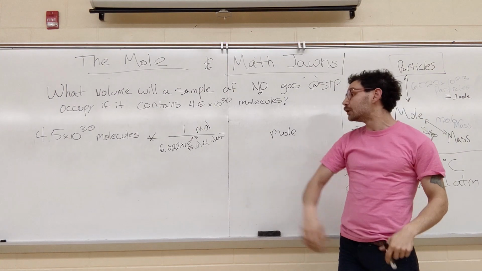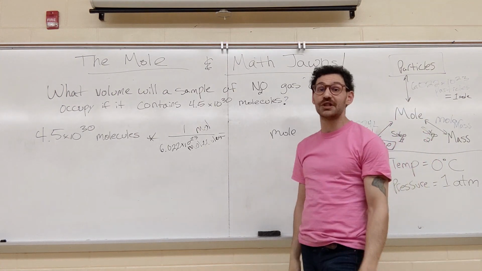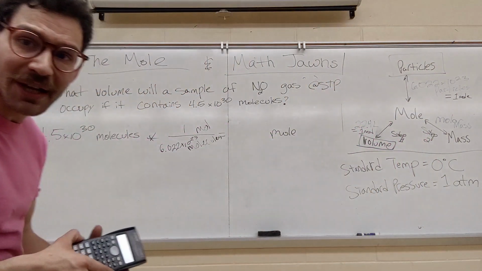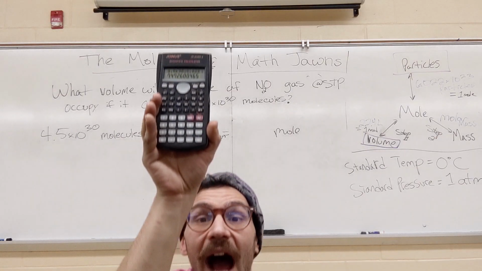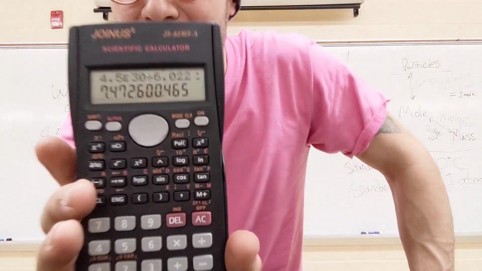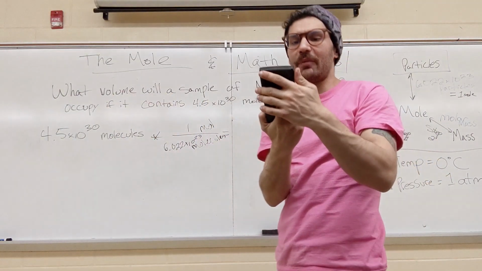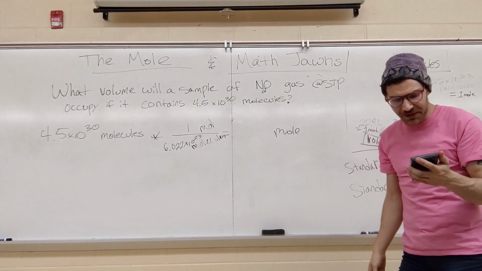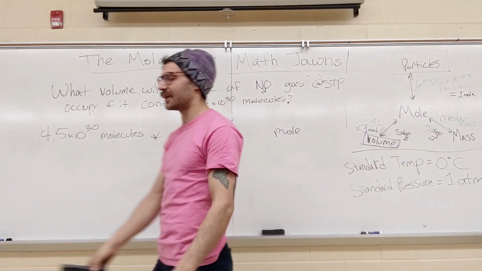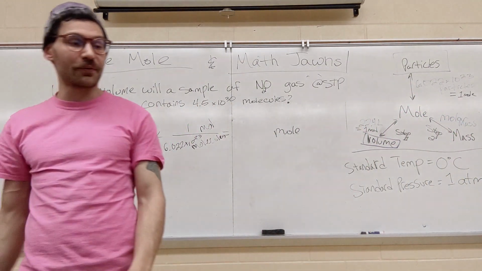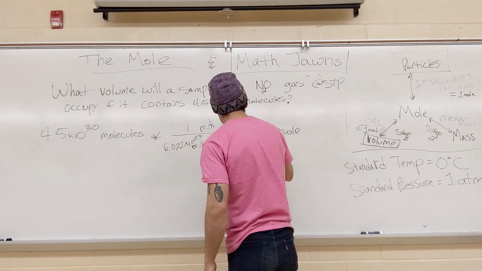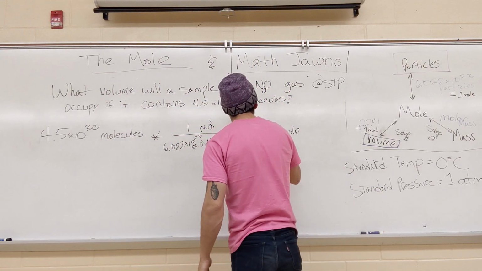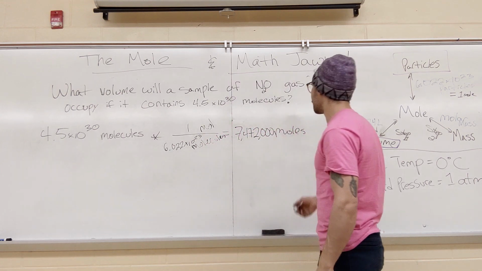Okay, cool. Well, I can plug this into my calculator, and I'll get some kind of answer. Wow, that's a big honking number. 7,472,600. I'm just going to round that to 7,472,000 moles. That's quite a bit of moles.